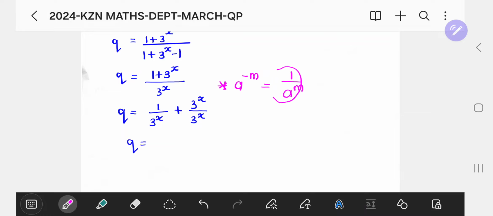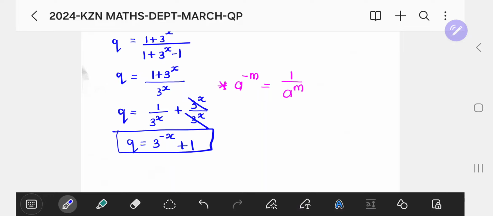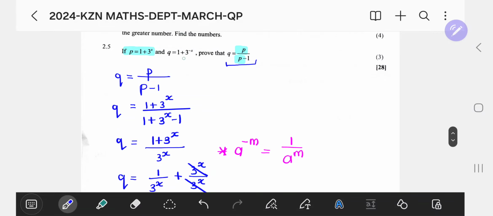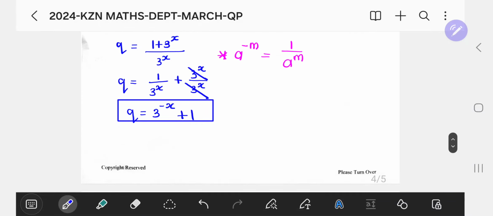Now we're going to work backwards. This is what we have, and that's the format that we're going to get to. So notice you have 1 over 3 to the power x, which we can write as 3 to the power negative x. What happens in your second fraction? 3 to the power x over itself cancels out, and you're left with 1. And this is actually what q is. We just have the term swapped around. If you go back up to the question, 1 plus 3 to the minus x was q. We just had it as 3 to the minus x plus 1, which is the same thing. Okay, so we were able to prove it.